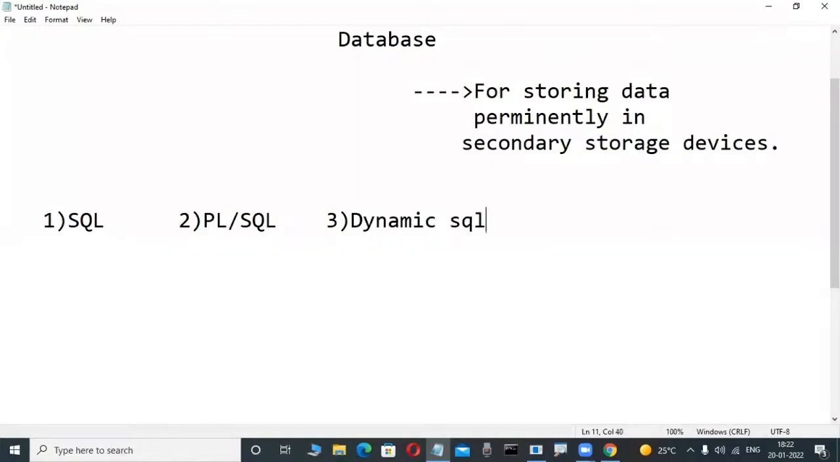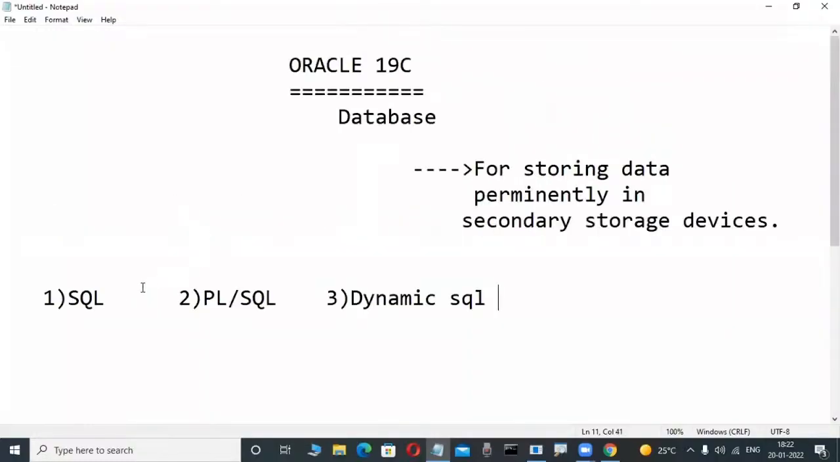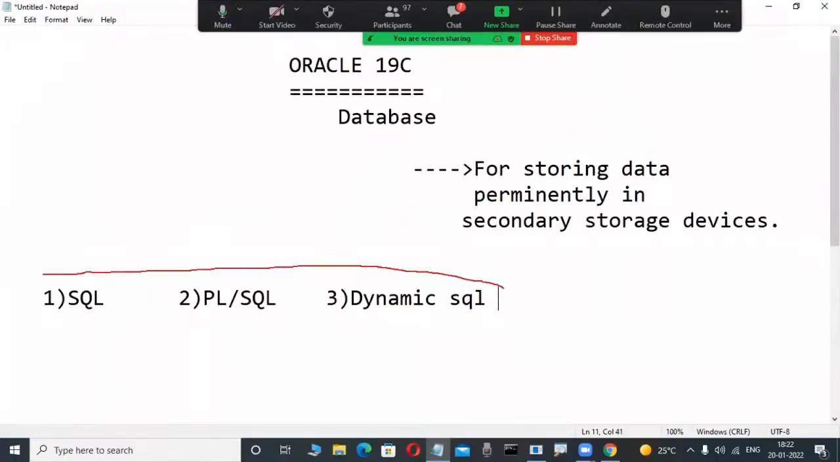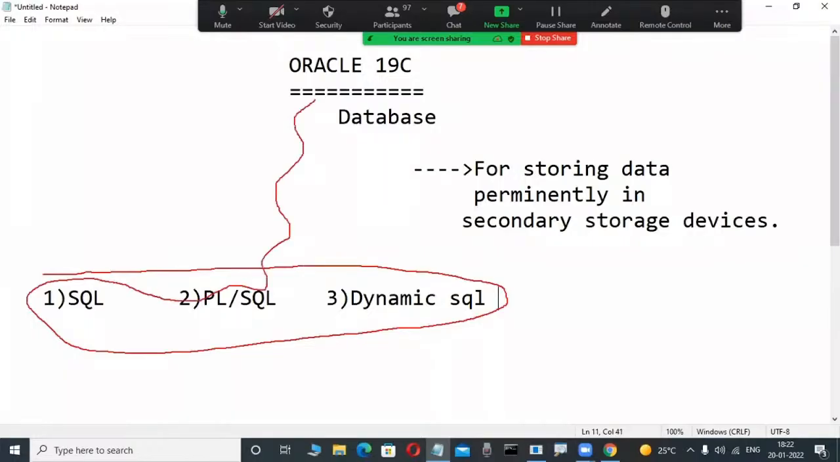Dynamic SQL is a small one only, because we already have good knowledge of PLSQL, and dynamic SQL is a little bit of an extension. These three languages you have an idea about. Through these three languages, we are operating what? This software only, Oracle software.